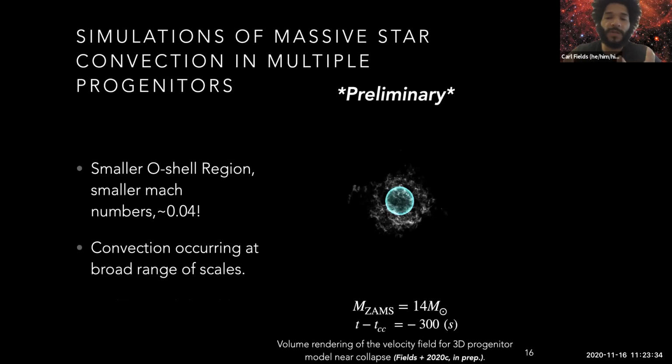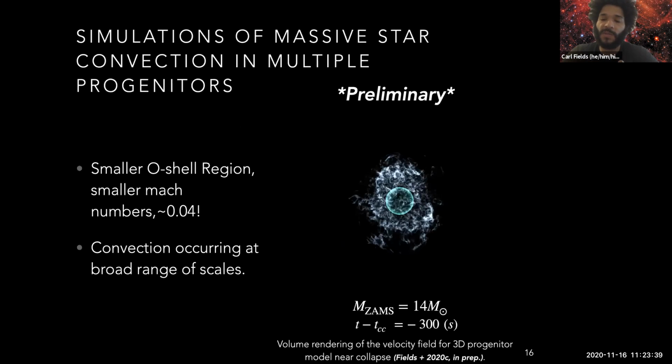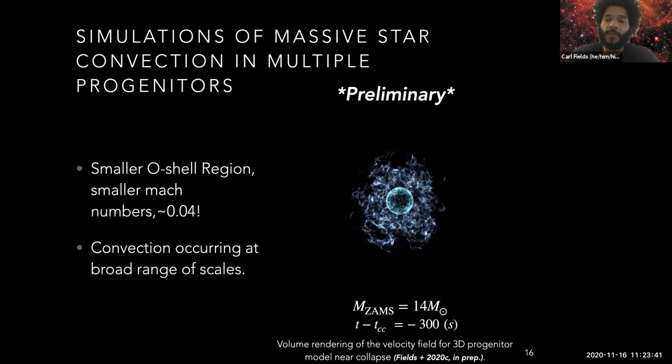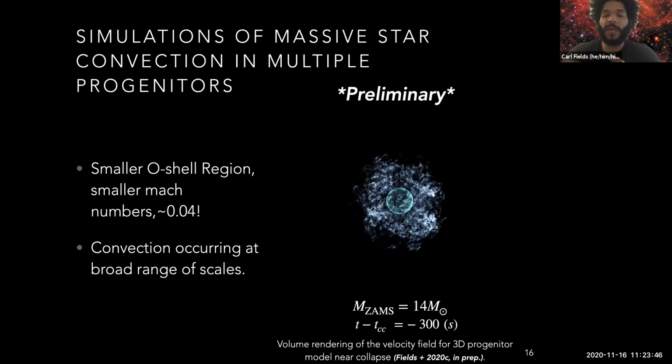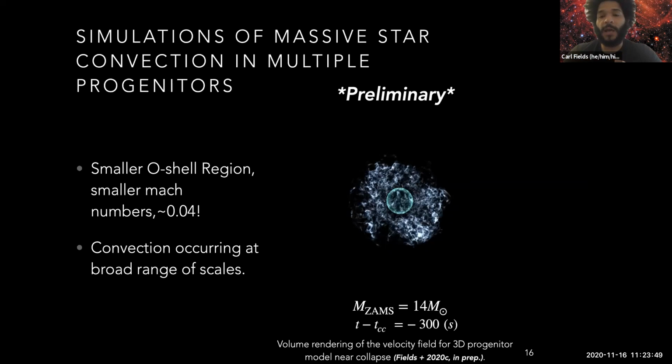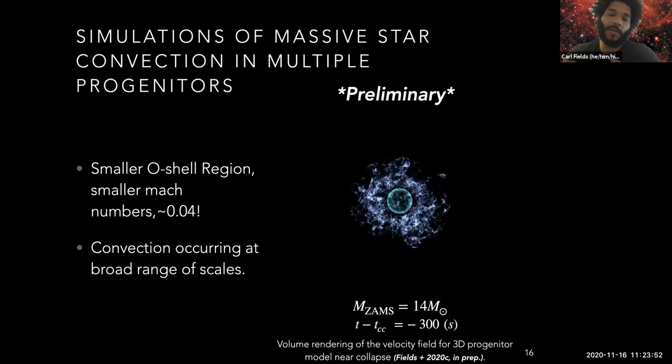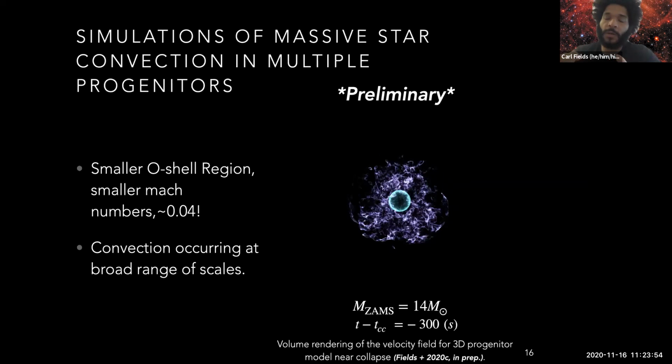So we have some preliminary results from this. We already ran our 14 solar mass model, and this is about 300 seconds before collapse. Again, we're showing the iron core denoted by the cyan contour in the middle, and then we have the oxygen shell velocity being rendered here. It's a much slower convective speed in this particular model, and the silicon shell is actually very thin and doesn't become very convectively active until very near collapse. And so we're starting to analyze these data and see how they compare.